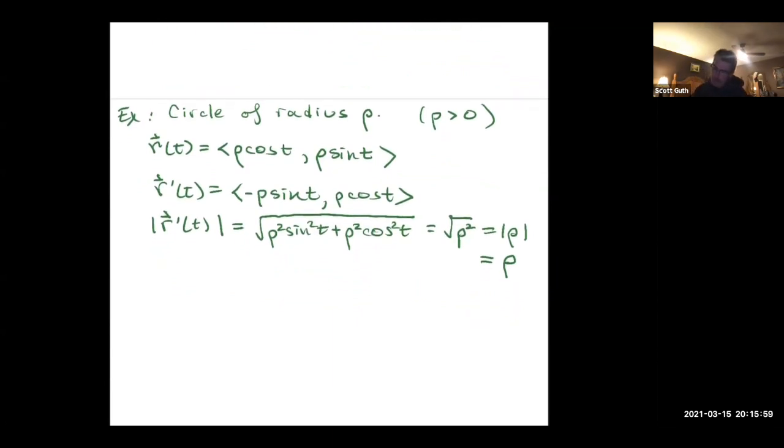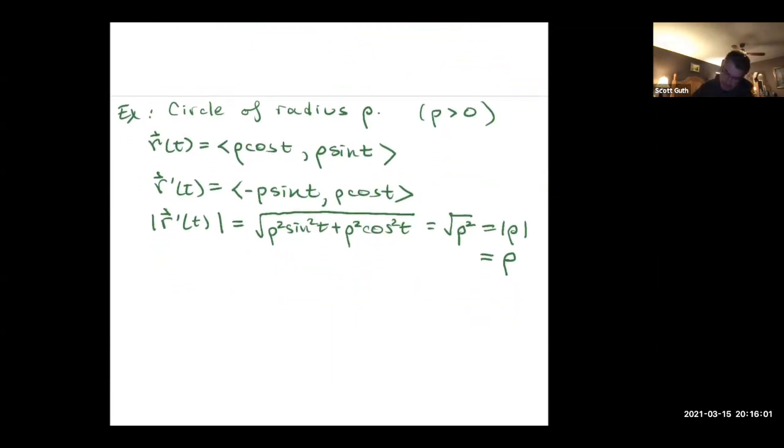And so the unit tangent vector T would be r prime over the magnitude of r prime. So r prime was up above, negative rho sine t, rho cos t.